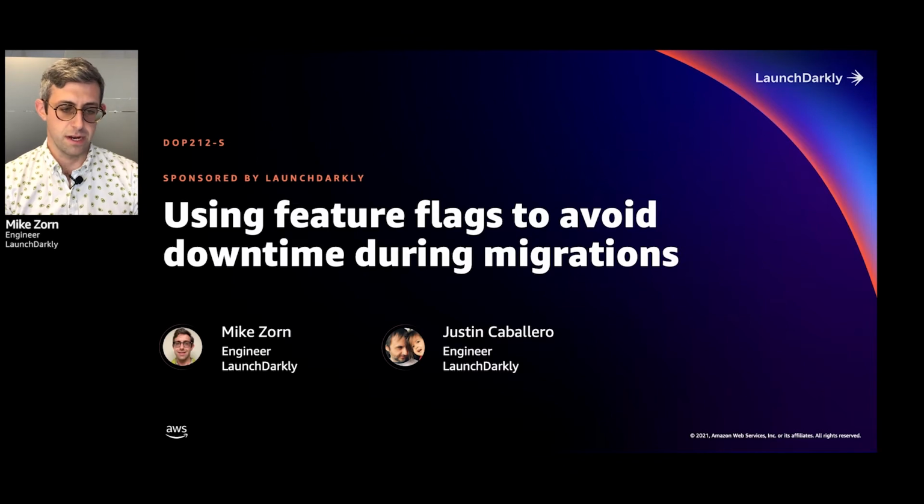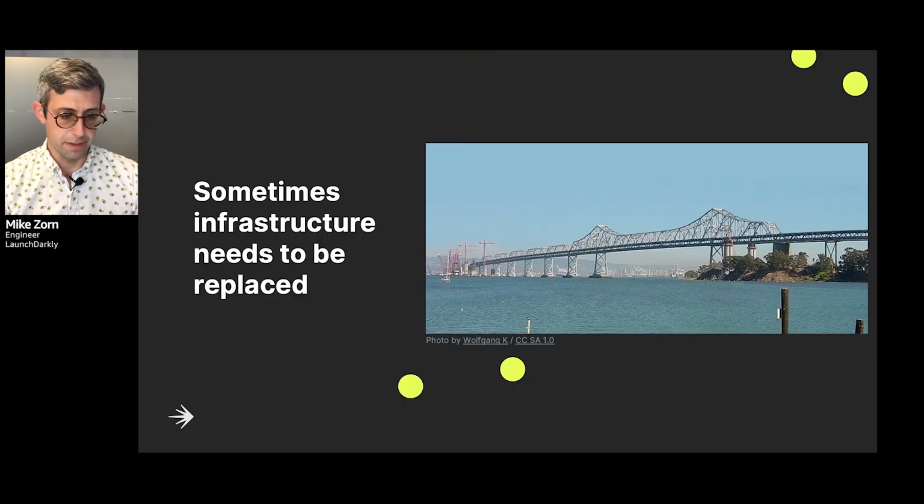And today we're going to talk to you about how you can use feature flags to avoid downtime when running cloud migrations. And before we talk about exactly how to do that, let's start by thinking about a really complicated migration. The San Francisco-Oakland Bay Bridge. This is a bridge that spans San Francisco Bay.